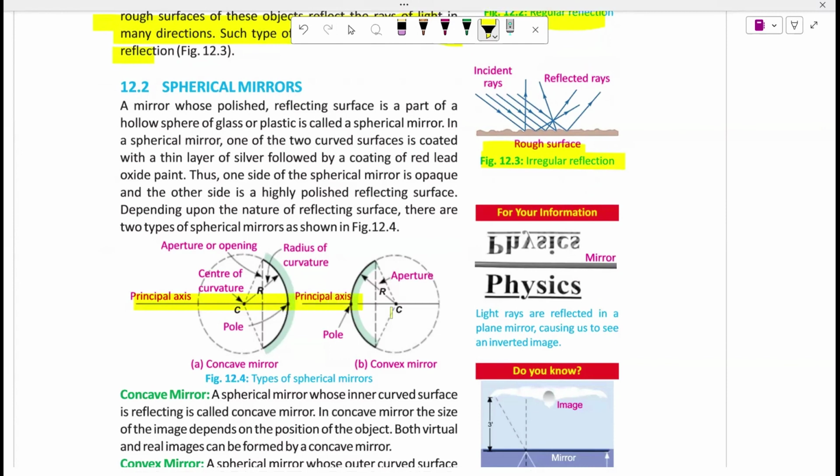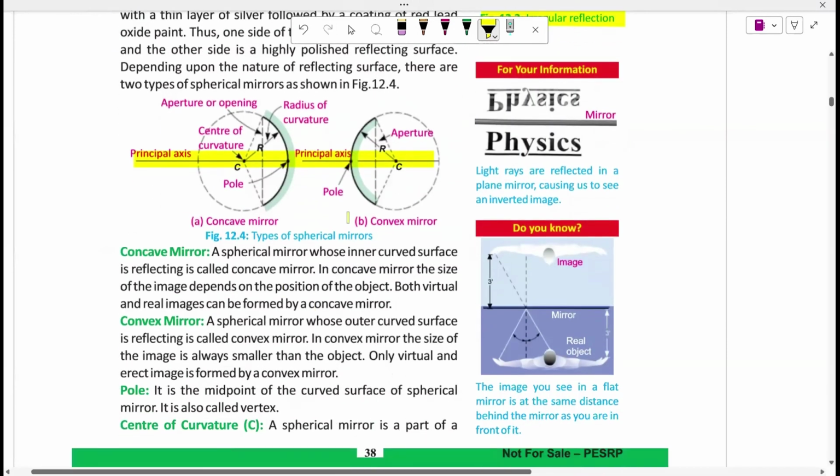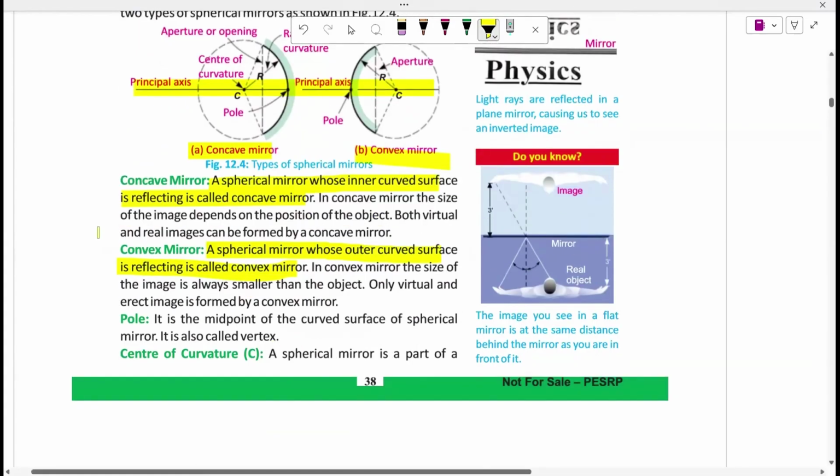For the convex mirror, the outer surface is reflective, and for the concave mirror, the inner surface is reflective. As you can see here, a spherical mirror whose inner curved surface is reflecting is called a concave mirror, and a spherical mirror whose outer surface is reflective is the convex mirror. Yesterday by mistake we said the opposite thing.